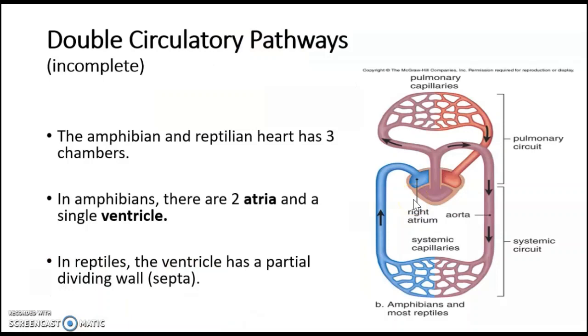In most amphibians who have a three-chamber heart, two atria and one ventricle, the mixing of oxygenated and deoxygenated blood is kept to a minimum due to the timing of the contraction between the atria. This is called an incomplete double circulatory system.